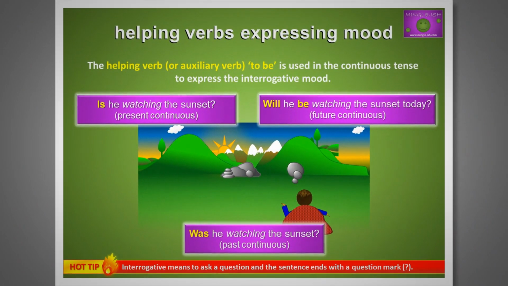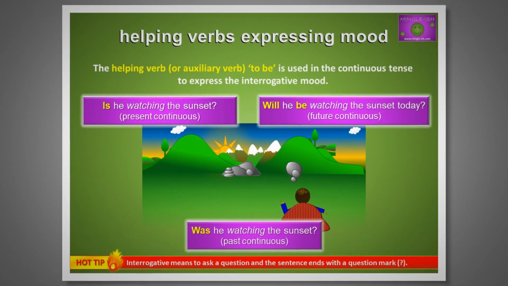The helping verb to be is used in the continuous tense to express the interrogative mood. Is he watching the sunset? The present continuous tense. Was he watching the sunset? The past continuous tense. Will he be watching the sunset today? The future continuous tense.